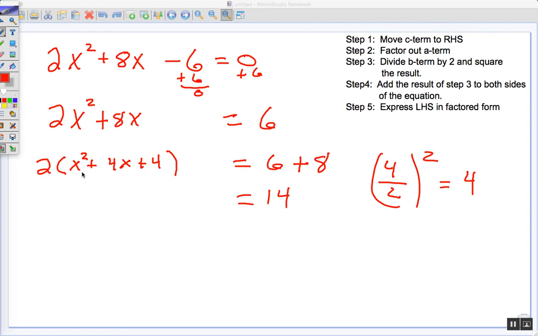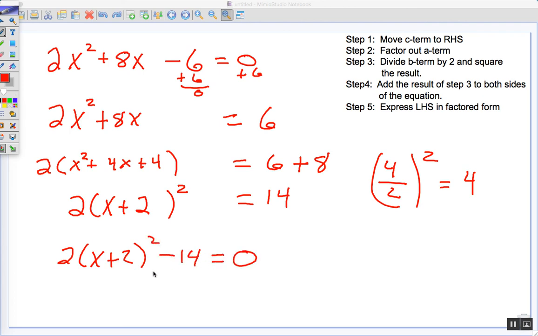So again, we are going to write this in factored form. What two numbers when multiplied give me 4, but when added give me 4? Factors would be (x plus 2). So last step, we want to get this 14 back over. And there we go. Now it is in vertex form. So you can identify your vertex as (-2, -14).